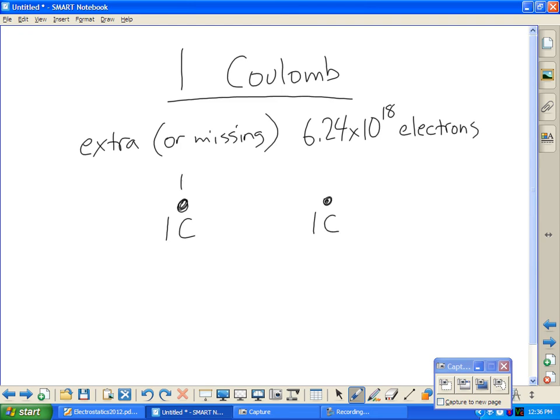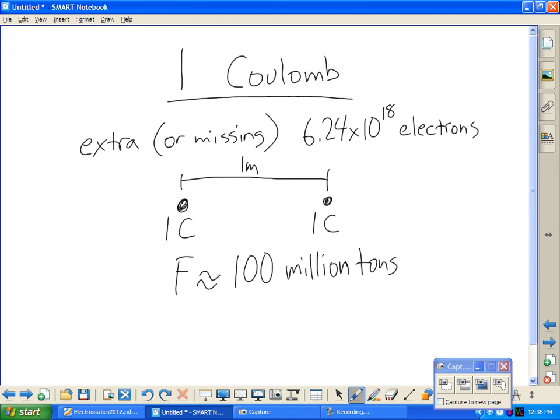if you had these separated by a distance of about 1 meter, the force they would exert on one another is on the order of magnitude of, I think, about 100 million tons. That's a lot, equivalent to 100 million tons of gravitational force. So on the order of how much force you would feel standing here with the Empire State Building on your head.